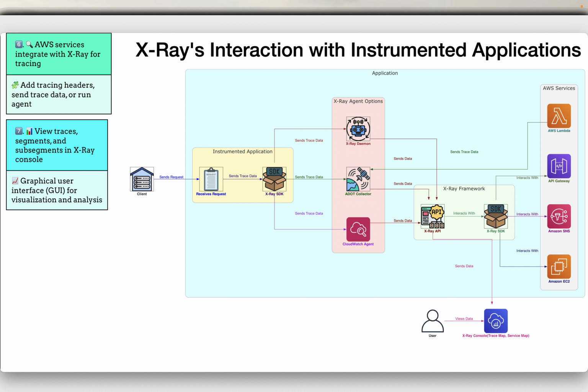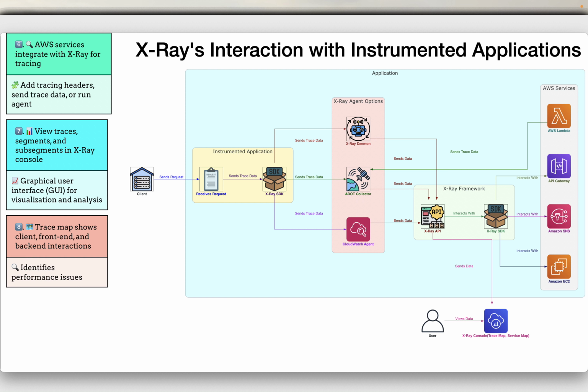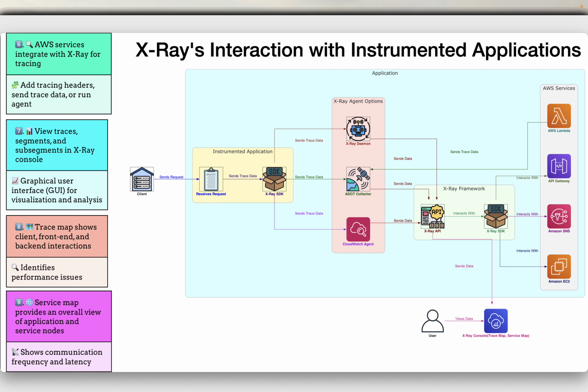You can view data about your traces, segments and subsegments in the X-Ray console's graphical user interface. X-Ray generates a detailed trace map using trace data from AWS services that your application interacts with. The trace map shows the client, your front-end service and back-end service that your front-end service calls in a single request, helping you identify performance issues. X-Ray also generates a service map that provides an overall view of how your application interacts with your service nodes. Edges in the service map connect the service nodes, showing communication frequency and latency between them.